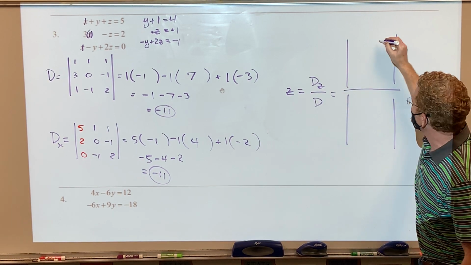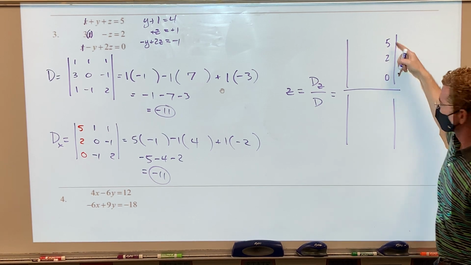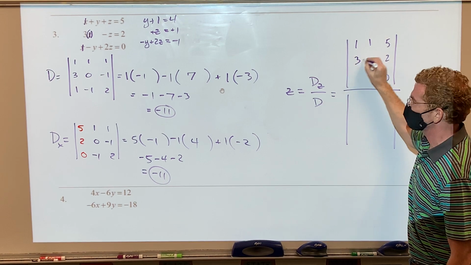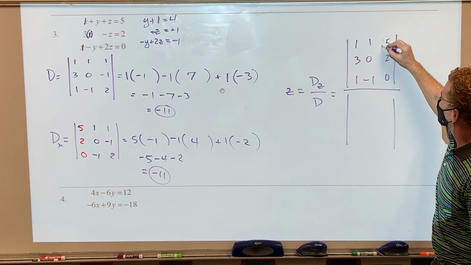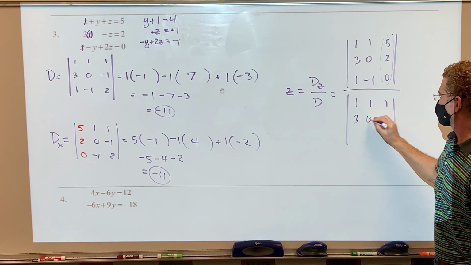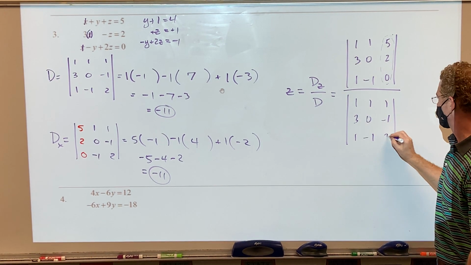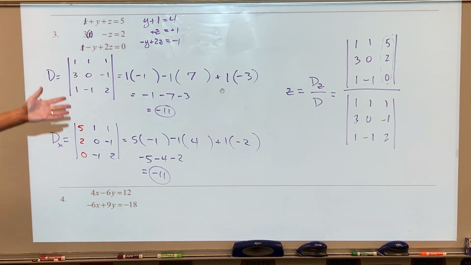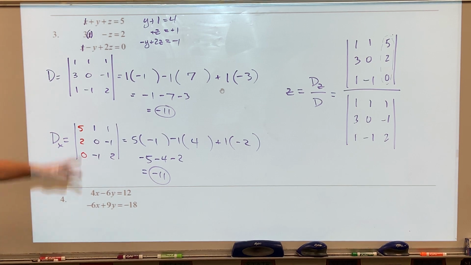My Dz would be the 5, 2, 0 right in there, right? Copy the rest of that down. 1, 1, 3, 0, 1, negative 1. There's my z value. And then my D is just 1, 1, 1, 3, 0, negative 1, 1, negative 1, 2. There we go. That's what I would do to solve for z. And it took me how long? 10, 15 seconds? As long as I knew what I was doing. So that's all I probably will do on the test, because I don't want you to sit there and do 5 million 3x3s to get everything done.